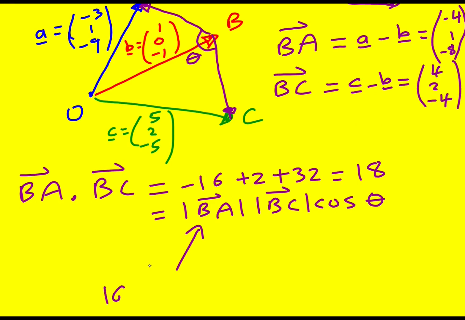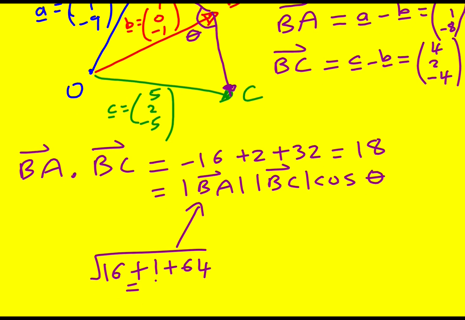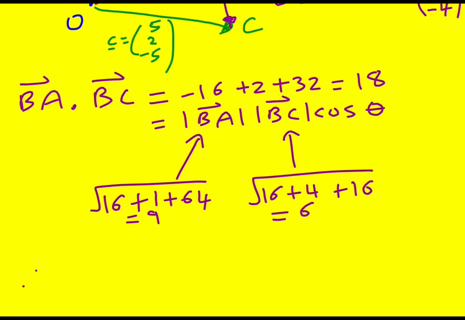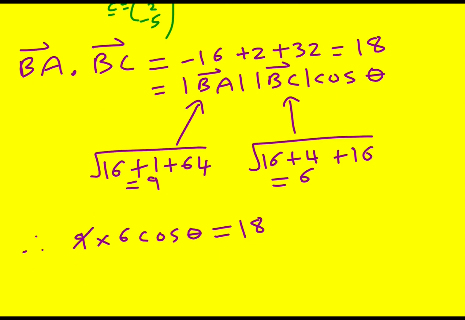So here, I can use 3D Pythagoras. It's going to be -4 squared plus 1 squared plus -8 squared, all square rooted, which is √81, which is 9. Similarly over here, 4 squared plus 2 squared plus -4 squared, all square rooted, which is √36, which is 6. Therefore, 9 times 6 times cos theta equals 18. I can cancel that 9 with this to give 2. So cos theta will equal 2 over 6, or 1/3.